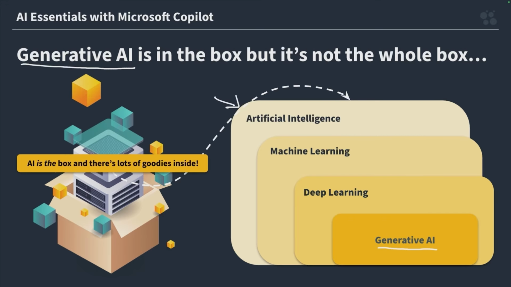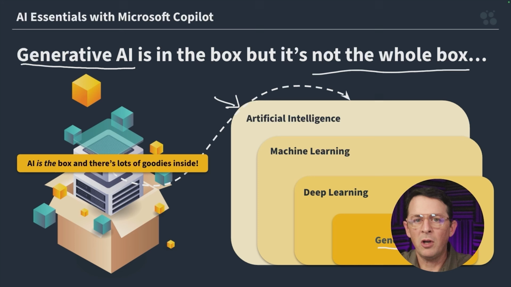AI is the box, and there's a lot of AI inside. Lots of goodies inside that box. But it's not the whole box. And that's the first misconception. When people are talking to ChatGPT and these different kinds of chatbots, and now with Copilot, there's Copilot Chat, but there's also Copilot built into all of the Microsoft 365 applications. That's generative AI. So everyone is using generative AI in that way.